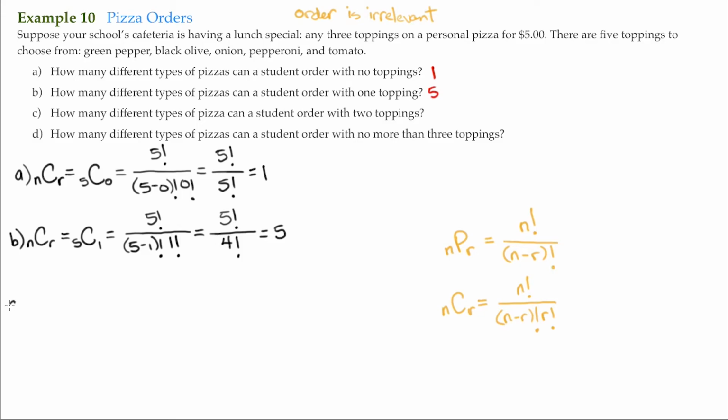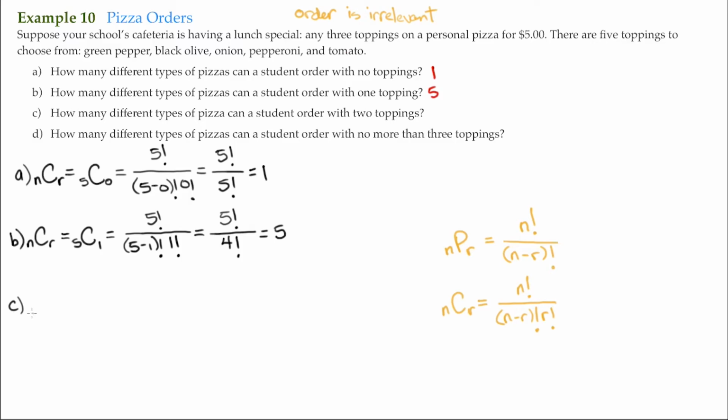For C, how many different types of pizza can a student order with 2 toppings? You could even do this without the formula. We could do a green pepper and a black olive. We can do a green pepper and onion. We can do green pepper and pepperoni. We can do green pepper and tomato. We can do black olive and onion, black olive and pepperoni, black olive and tomato, onion and pepperoni, onion and tomato, or pepperoni and tomato. We figured out some counting techniques earlier just by doing it through a tree diagram or doing it logically that way. So that's the same thing.